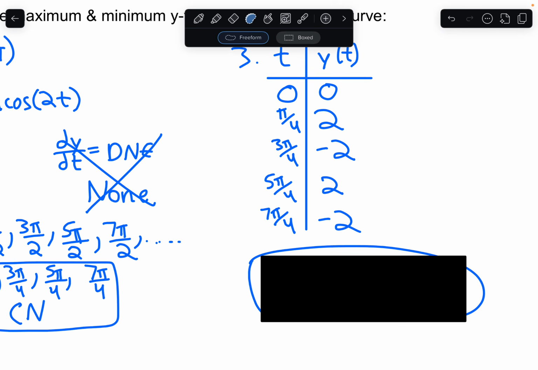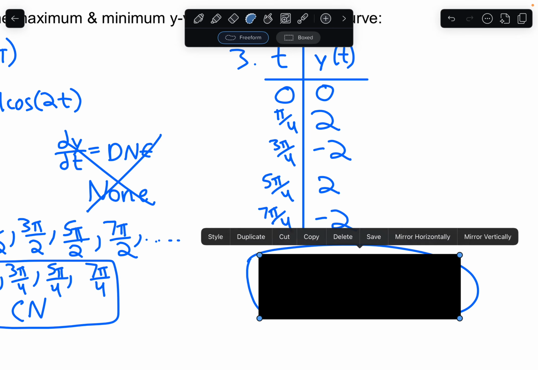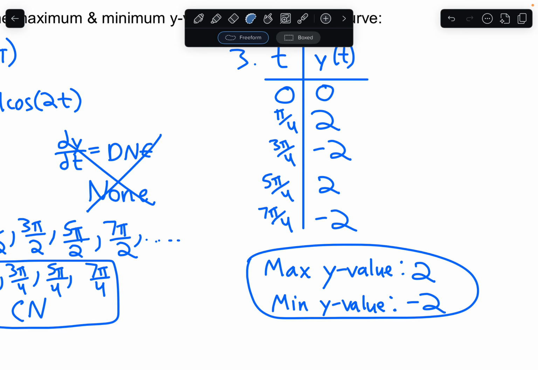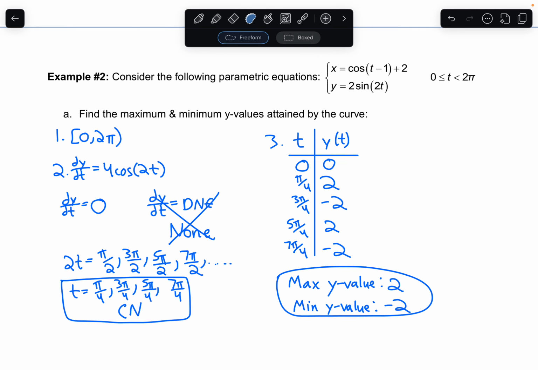And so what are the maximum and minimum y values that we got? The max here is 2, the min is -2. So nothing too crazy.